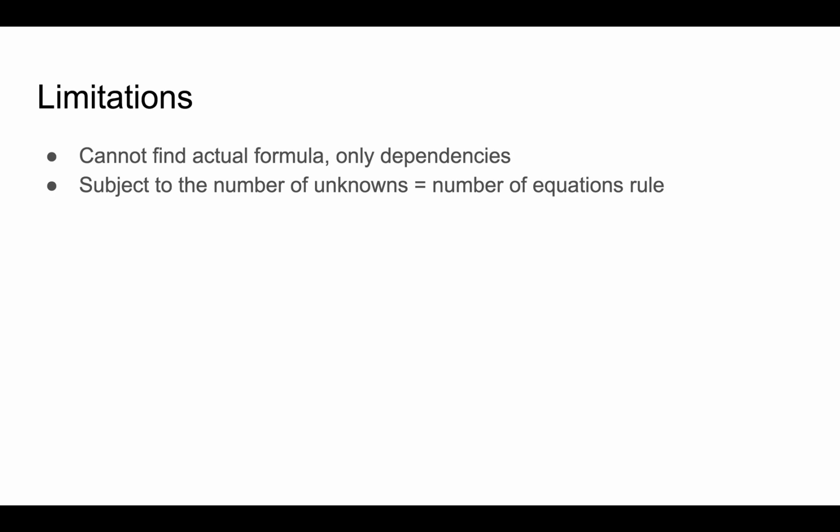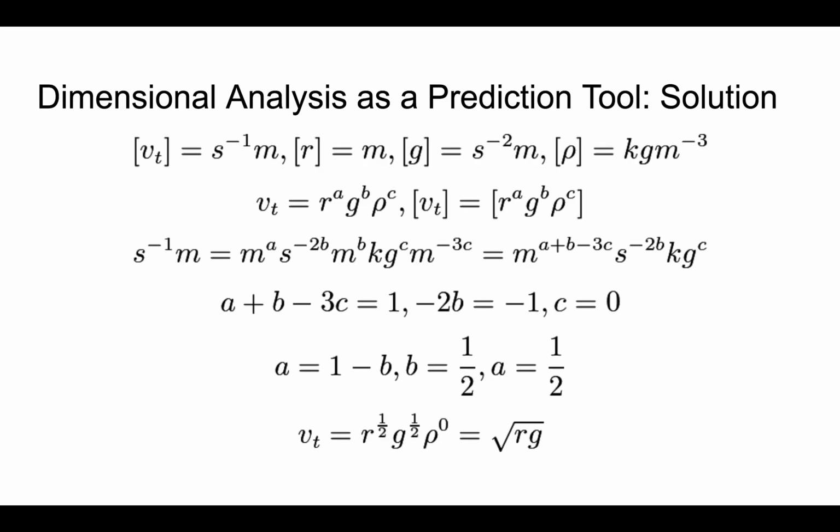And again, this is subject to the same thing from last time, the fact that the number of unknowns has to equal the number of equations. So fun fact, while I was formulating this problem here, initially I decided to make terminal velocity dependent on r, g, rho, and the mass of the ball, m. But about halfway through writing up the solution, I realized that we have 4 unknowns, a, b, c, and d, the exponents of r, g, rho, and m, where m is the mass of the ball. But we can only have 3 equations.